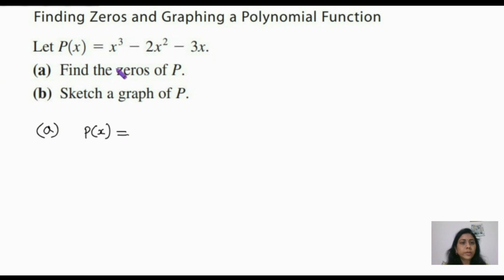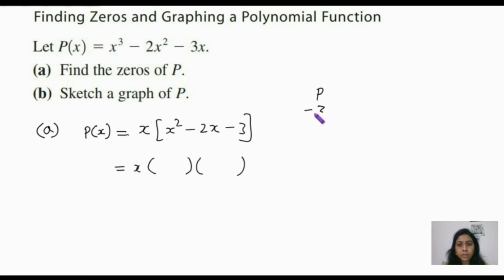Factorize P(x). From here we can take x common. So x squared minus 2x minus 3. Now we can factorize this quadratic polynomial. Here the product is minus 3 and the sum is minus 2. So we choose two numbers whose product is minus 3: 1 times 3, and the product is negative, it means different signs, and the sum is negative, it means the larger number is negative. Okay, so 1 times minus 3 is minus 3, and 1 minus 3 is minus 2. So we got two numbers, 1 and minus 3.